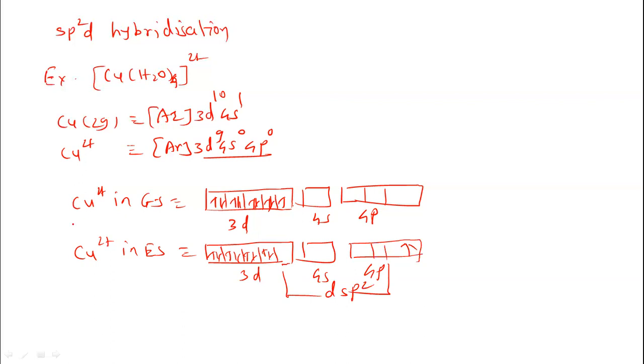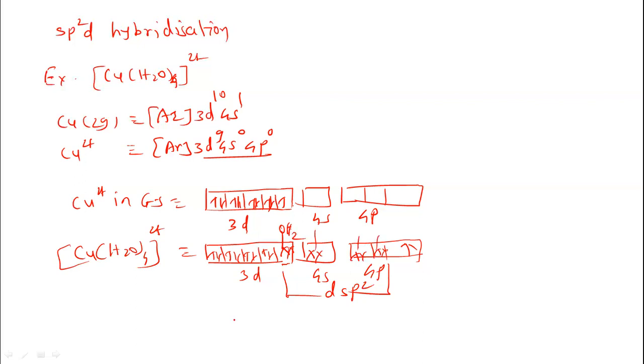So in this complex, the arrangement will be in this way. We can show the arrangement here: [Cu(H2O)4]2+. In these vacant orbitals, water molecules donate their electron pairs. These are the electrons donated by the water molecule here, and similarly here.